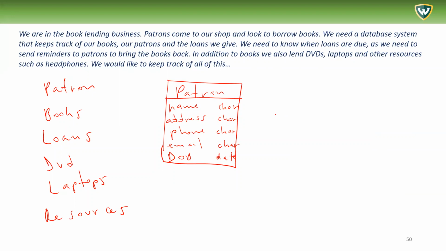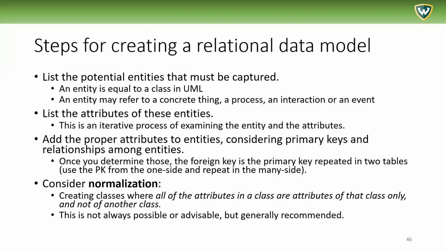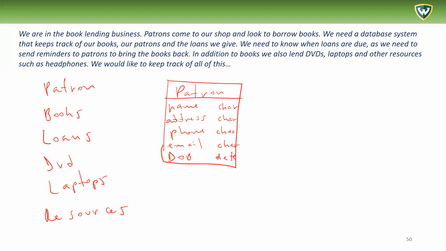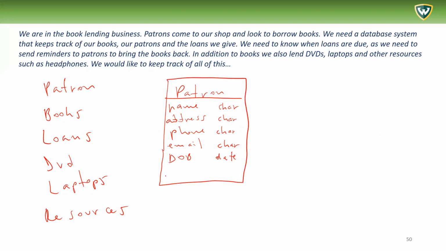okay, well, we need to determine a primary key, as we kind of mentioned before, right? To go back to the rules, we need to determine primary keys. And you're like, well, what's the primary key? Well, name cannot be because there's too many John Smiths around. So it's not going to uniquely identify anything. So maybe we need to create a unique patron ID.